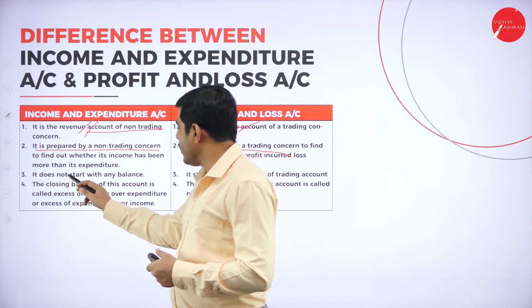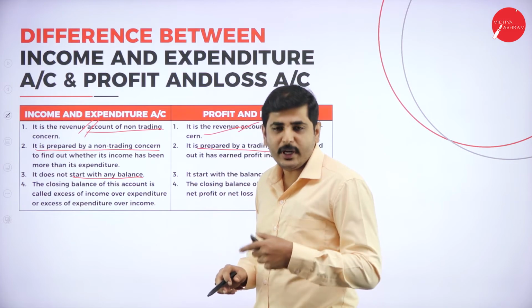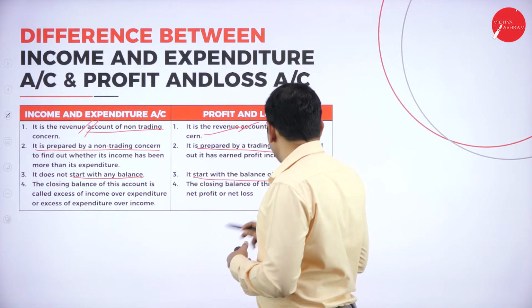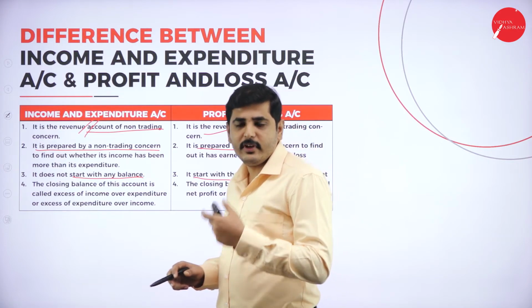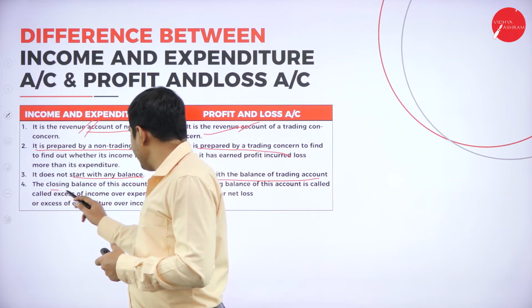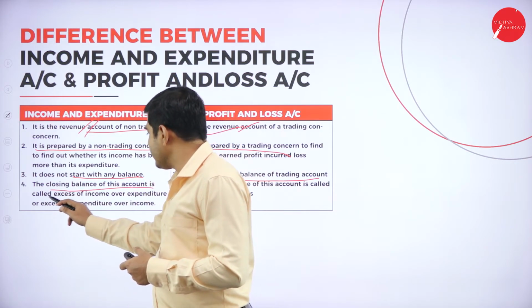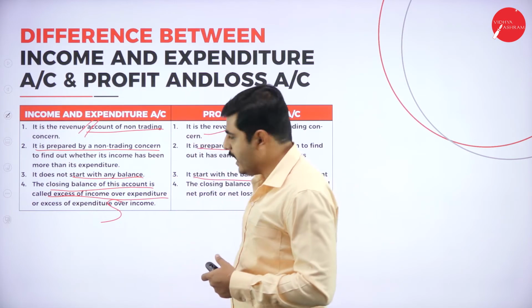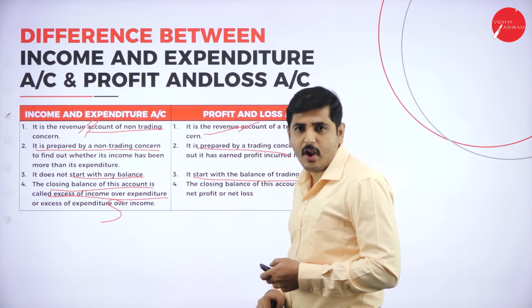Next, the income and expenditure account does not start with any opening balance, and there is no opening or closing balance there, but the profit and loss account starts with the balance of the trading account. The closing balance of the income and expenditure account is called excess of income over expenditure, or surplus or deficit. Here, the closing balance will be called profit or loss.